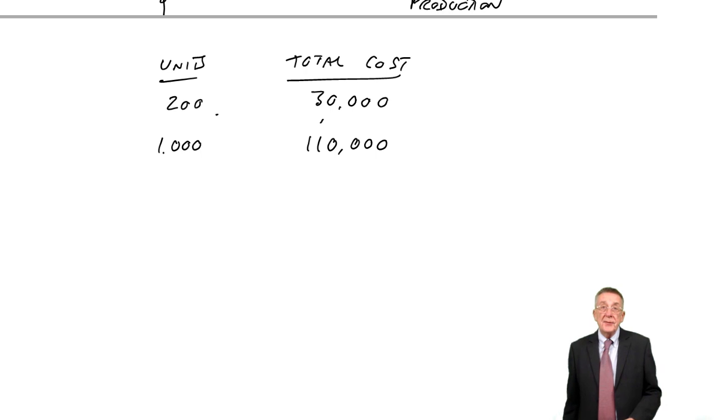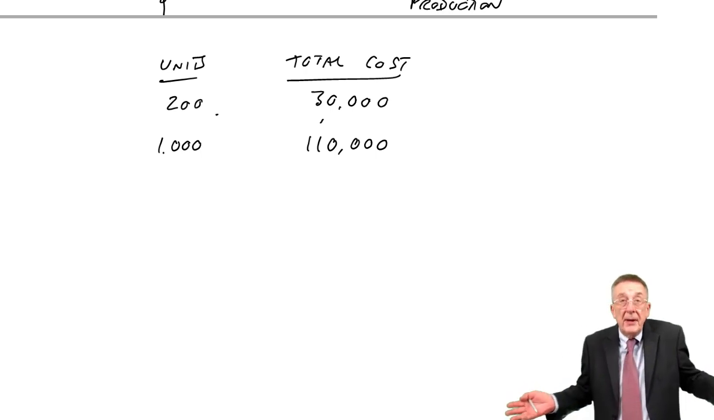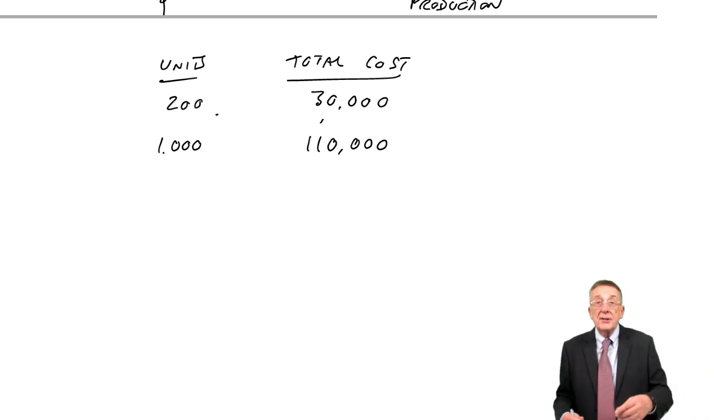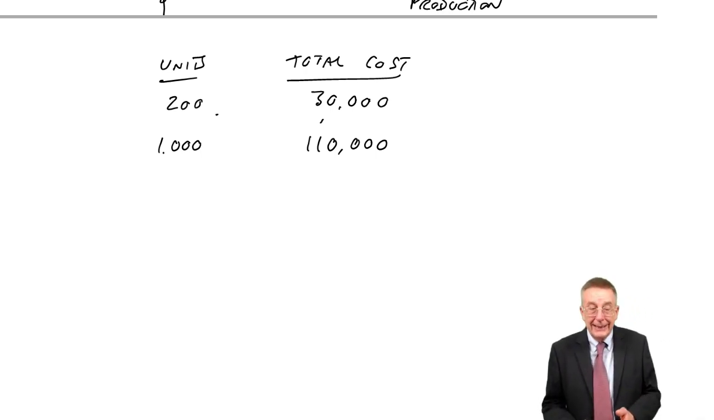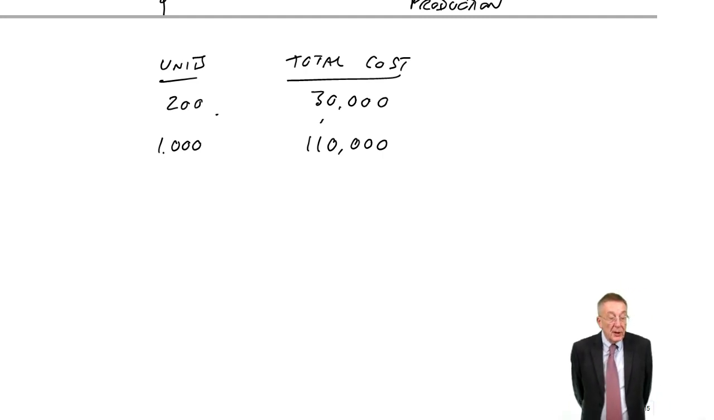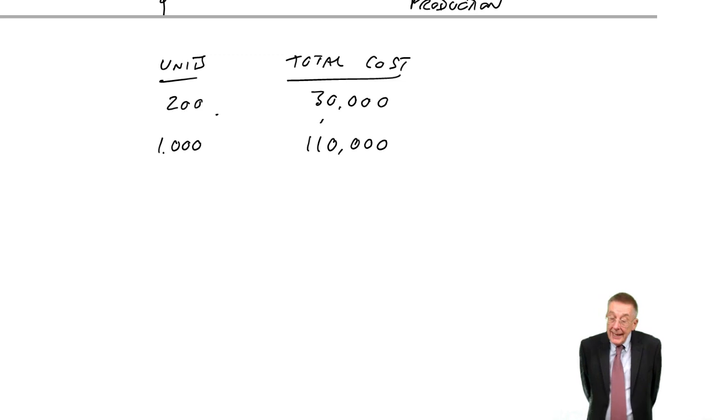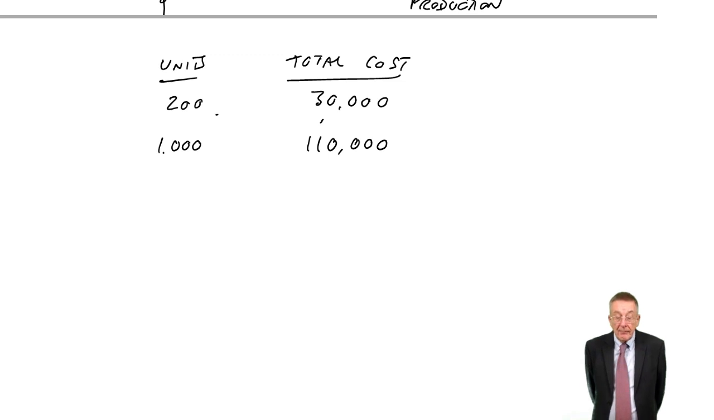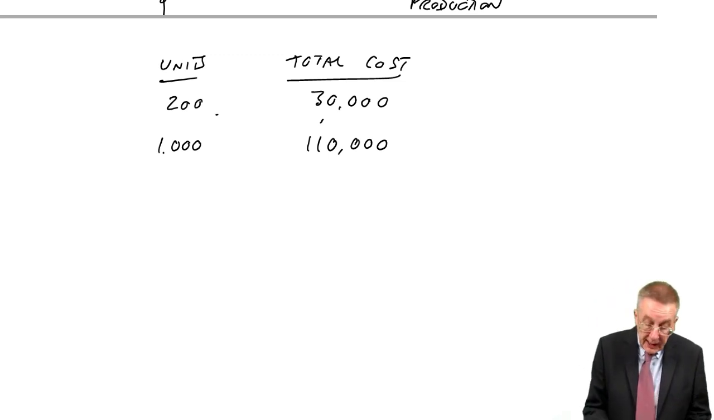Part of that cost is fixed. I don't know, maybe 10,000 a month is a fixed cost. Part of it is variable. Then there's a variable cost of $10 a unit. And our job is to calculate what is the fixed cost and what is the variable cost per unit. And we're going to use something called the high-low method.